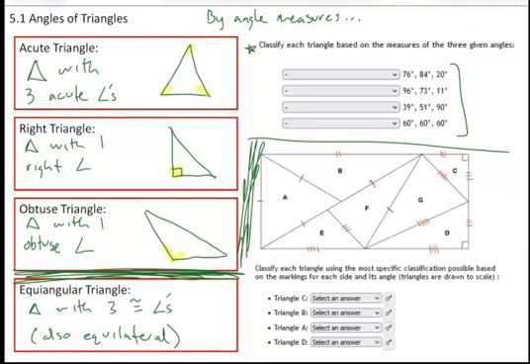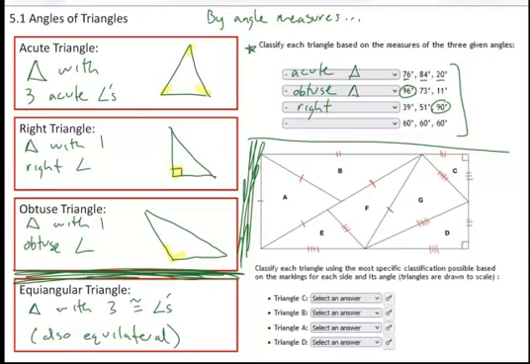And what about the next row? You have 96. 96 is greater than 90 degrees, so this represents an obtuse triangle. Next row we have an angle with 90. That represents a right triangle. And again, these are all triangles here.